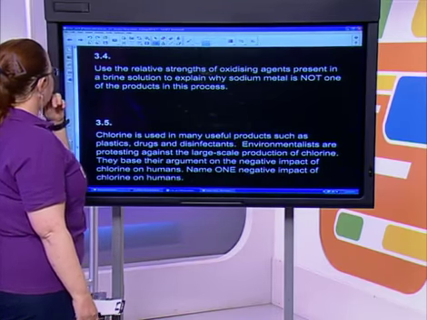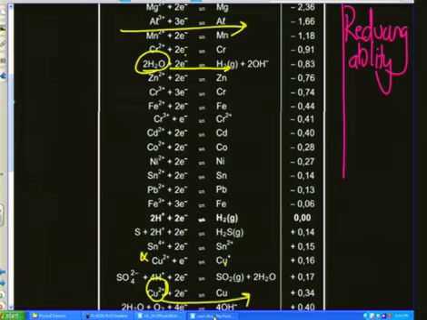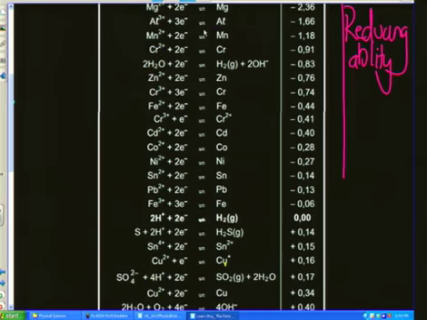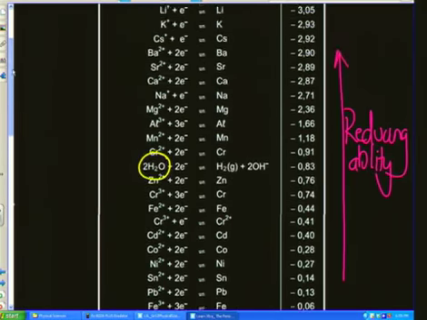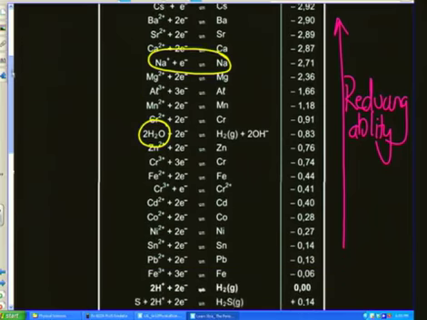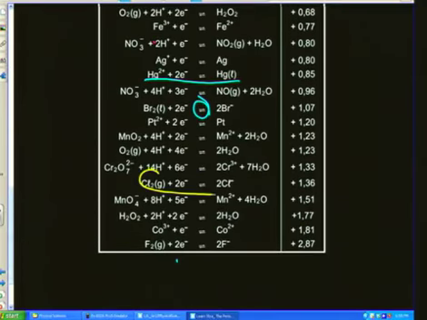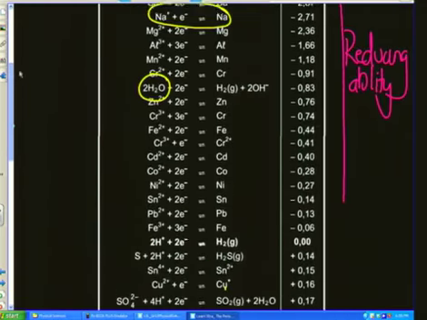All right, now, use the relative strengths of the oxidizing agents present in brine to explain why sodium metal is not one of the products. So, let's go back to everything we've been using. We know we're using the water. And we said, let's find the sodium metal. Sodium metal is over here. Now, sodium metal, and we've got chlorine down the bottom here, chlorine all the way down the bottom, you see. This is a non-spontaneous reaction, and you go, well, honestly, why shouldn't we get it?